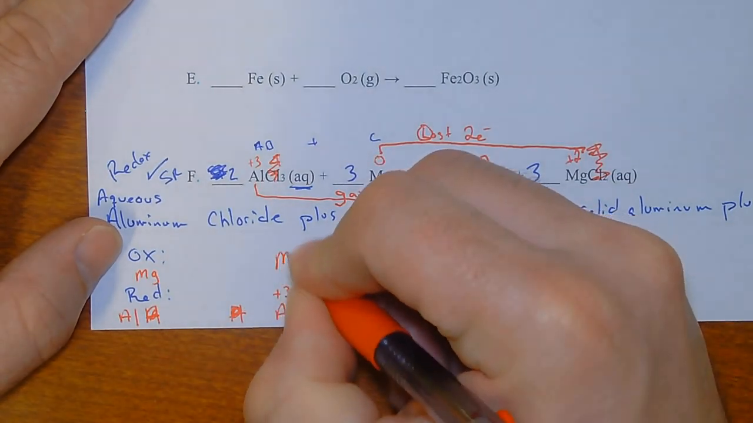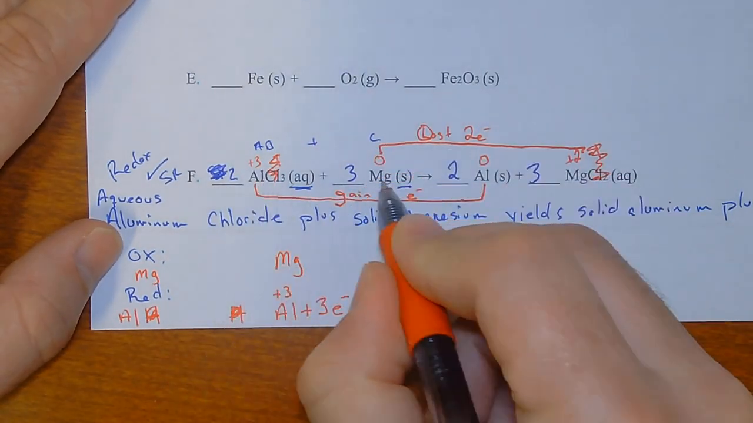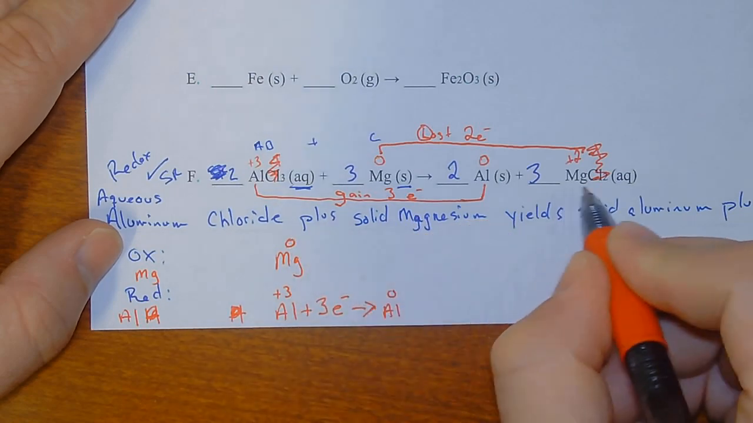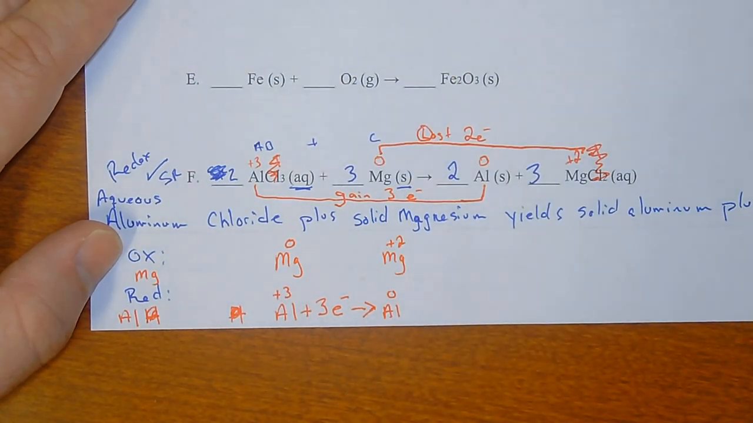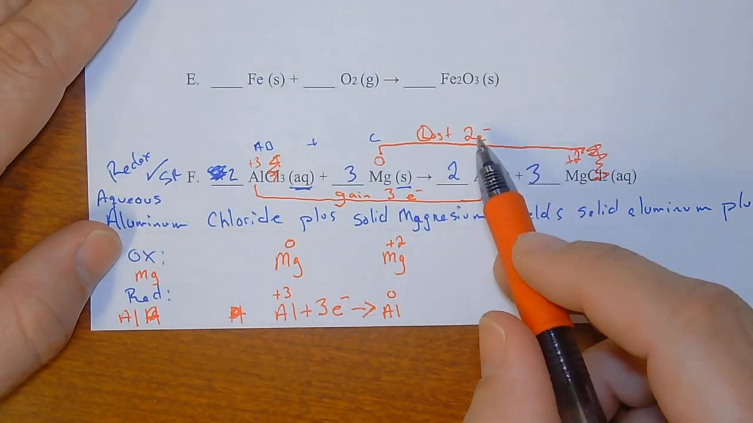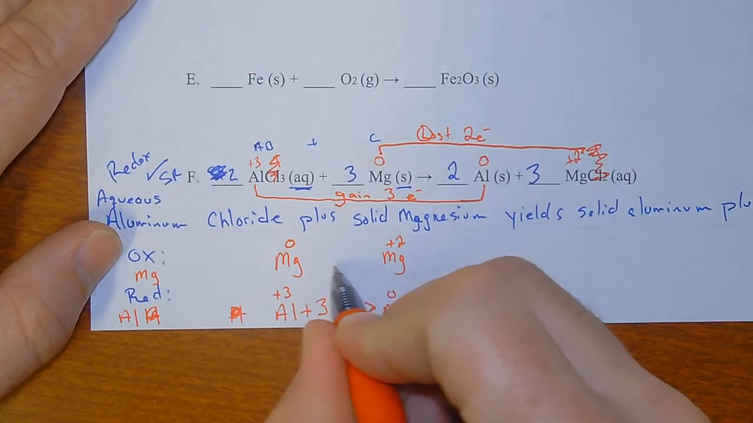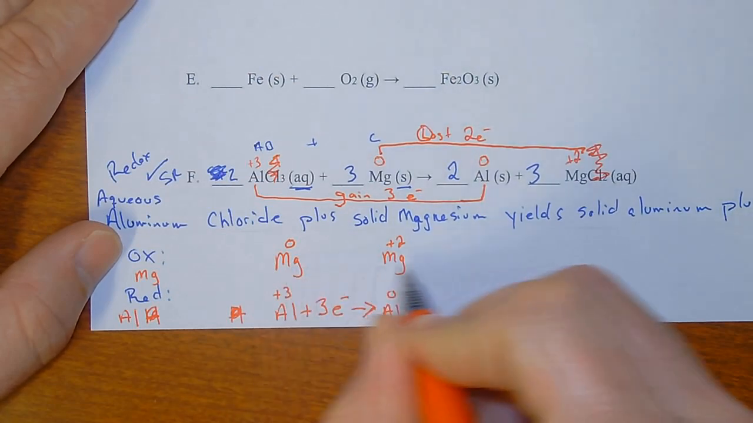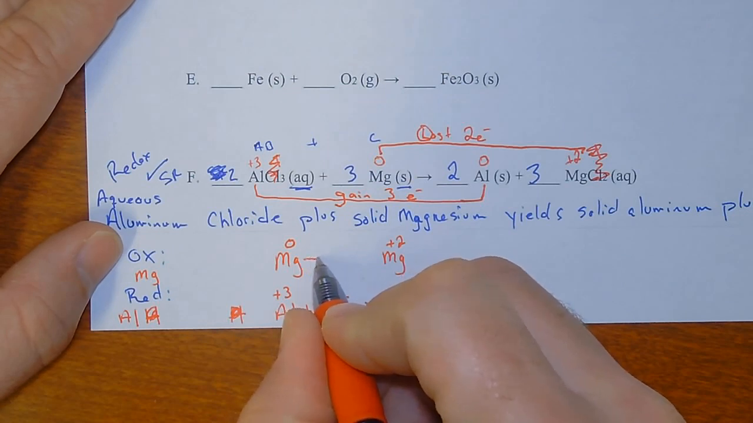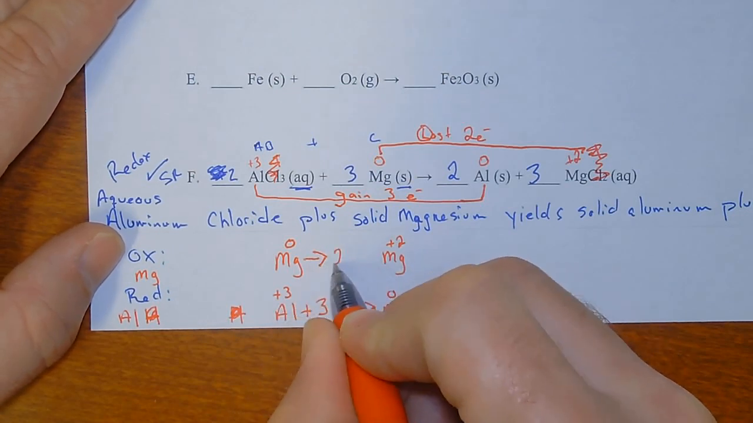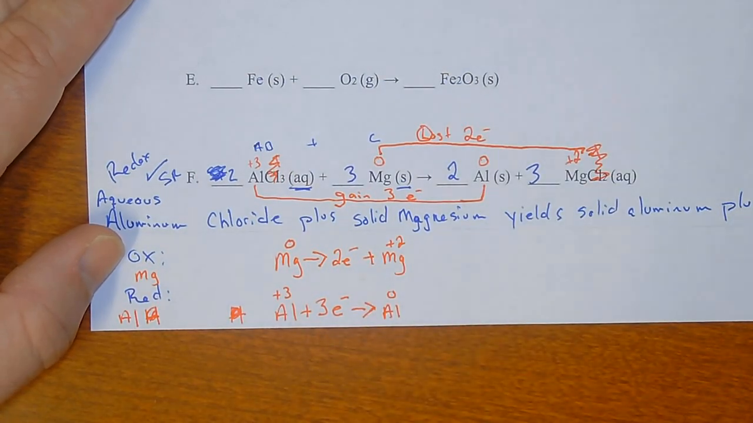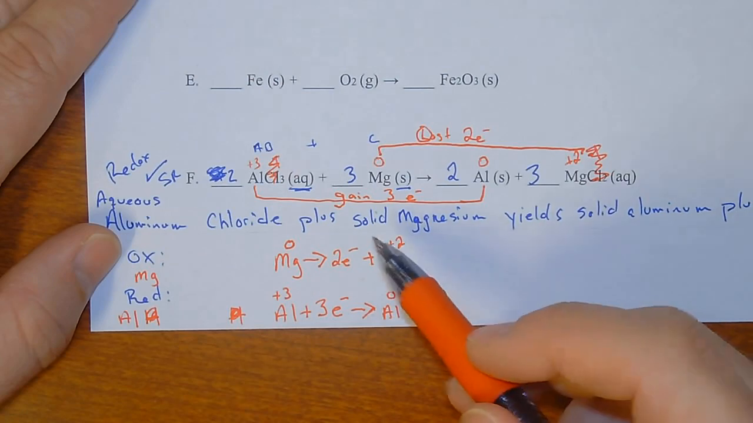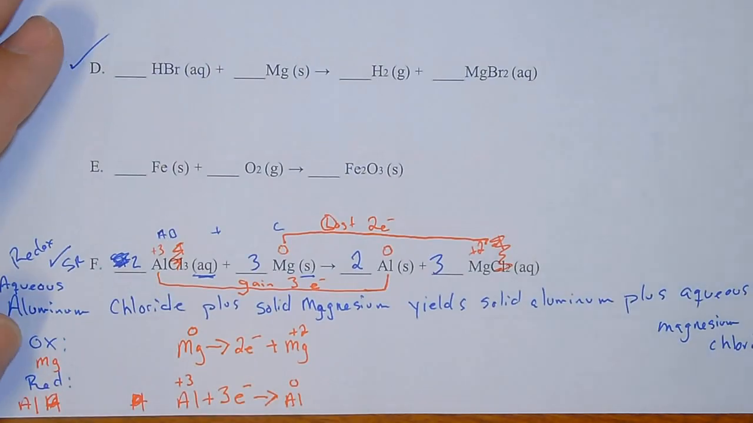Magnesium starts off as 0 and it ends as +2. Right? How did it do that? Well, it lost 2 electrons. The problem is we can't say -2 electrons because we can't put a minus in a chemical reaction. So we have to say magnesium 0 produces 2 electrons plus magnesium +2. And there's the rest of your half reaction. Okay? And that's our last step. Okay? So I hope this video helped.